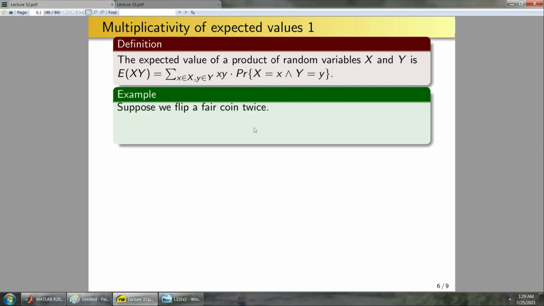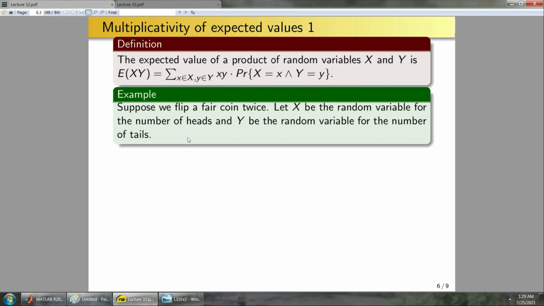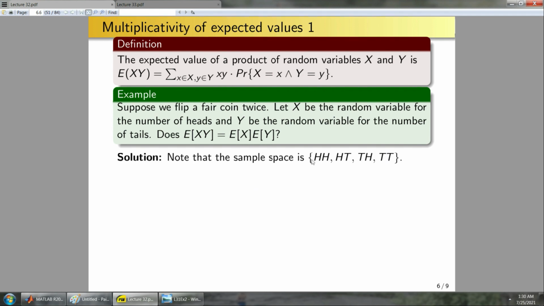So suppose we flip a fair coin twice. Let X be the random variable for the number of heads, and let Y be the random variable for the number of tails. So a natural question I can ask is, does the expected value of X times Y equal the expected value of X times the expected value of Y? So here I can brute force my way through it. So for the solution, note that the sample space is simply this thing here, right? So from here, I can compute the expected value of X and the expected value of Y straightforward.